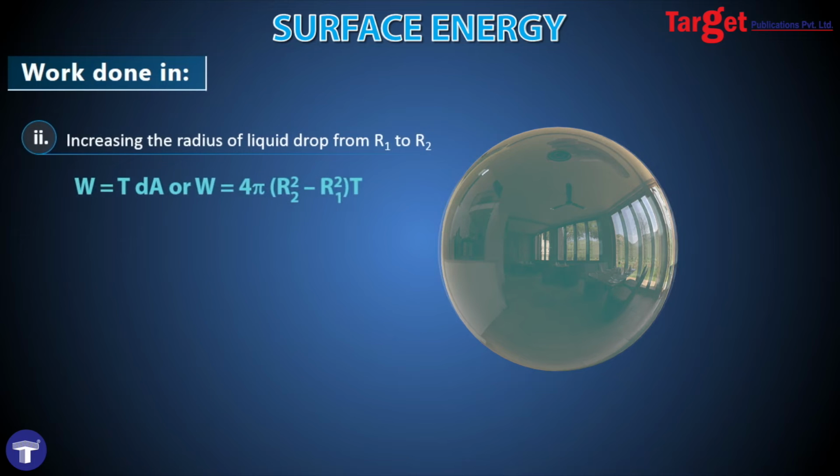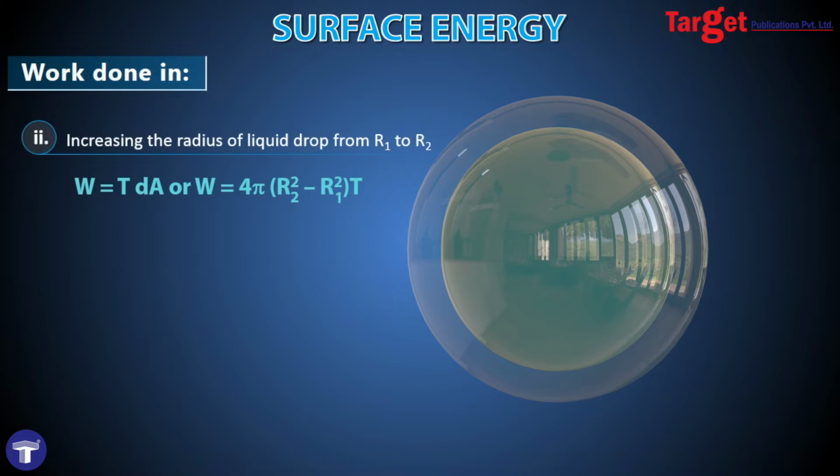Similarly then, if I increase the radius of this liquid drop, say from one radius r1 to a new radius r2, then in that case the increase in the surface area would be 4 pi r2 square minus 4 pi r1 square, and this will give me the increment of the surface area, that is 4 pi (r2 square minus r1 square), and this multiplied by capital T, which is the magnitude of the surface tension, will give me the work done in increasing the radius of the liquid drop from r1 to r2.